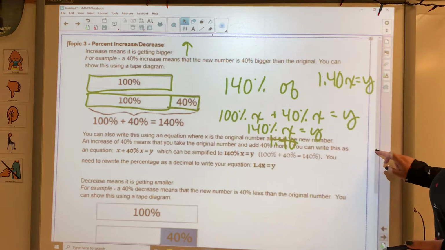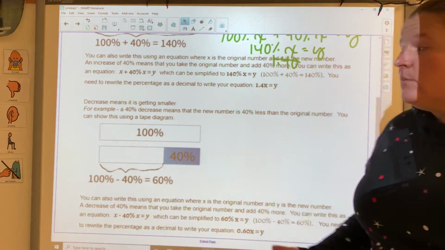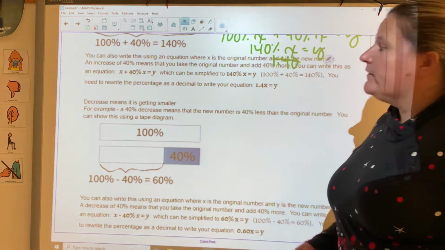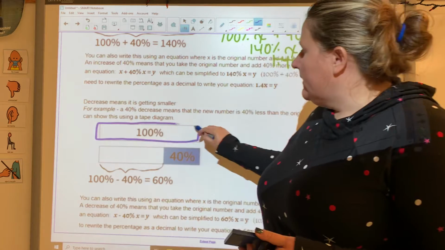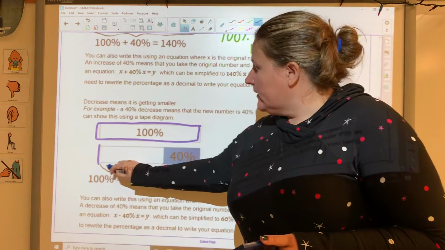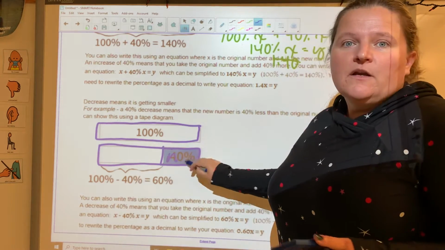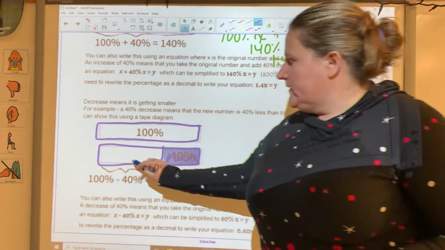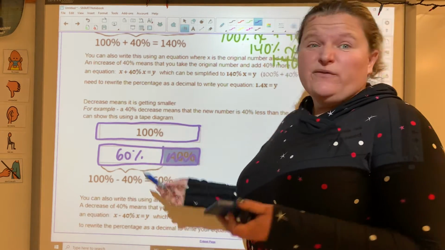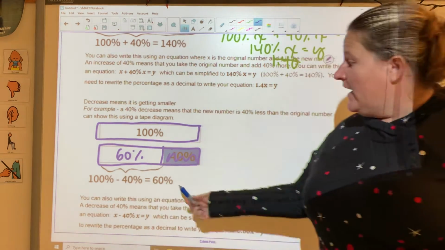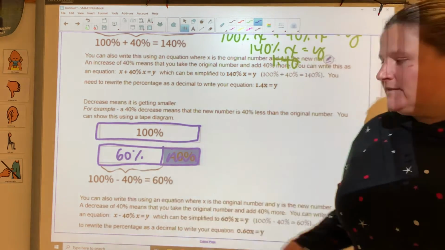Now, going down to when it's a decrease. Think about something that's decreasing, it's getting smaller. So if we would have a 40% decrease, so if this is my 100, and I can imagine I have my 100% again, and now I'm taking off 40% of it. So what do I have left? Well, I have 60% left. Because if the whole thing's 100 and I'm getting rid of 40%, that's my decrease, I have 60 left. So my 100% minus my 40 is 60.